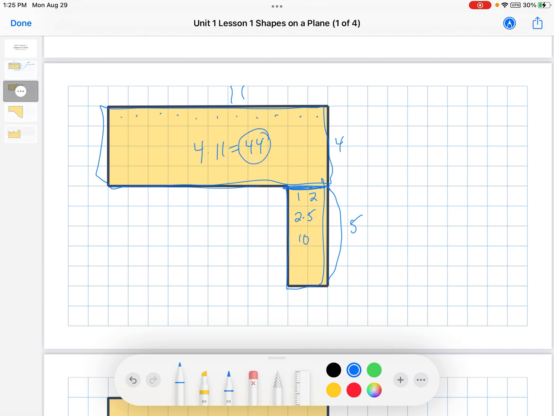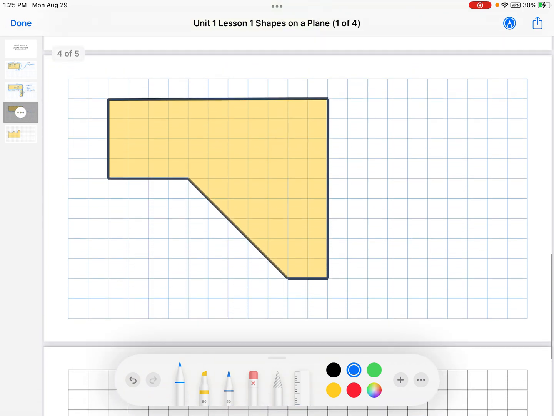Well, if there are 44 up here and 10 down here, and we want the whole thing, then we want the total. So that means we have to add together. 44 plus 10 is 54. So the area of this shape is 54 square units. Did that one make sense? I hope so. Remember, ask your teacher if you don't understand something or if you need more help than this video is giving you.